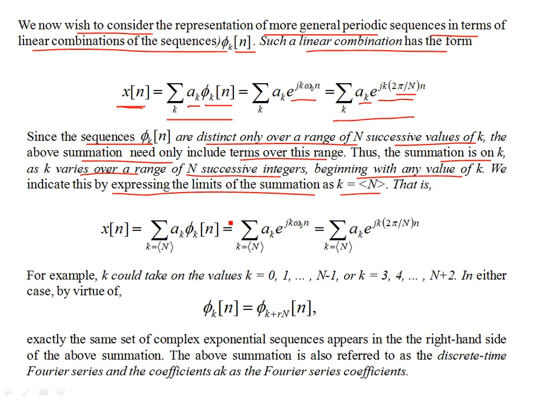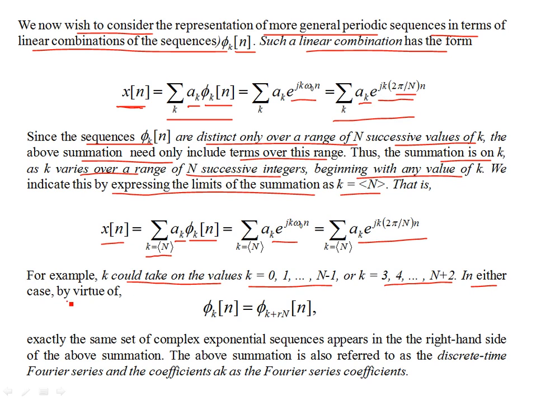So x of n is being represented by capital N successive indices for which the complex exponentials are periodic. The a k are again the strengths. If you expand this, you have the same expression in terms of the complex exponential sequences. This is the discrete time Fourier series. For example, k could take the values 0, 1 up until N minus 1, or if it starts with 3, then you know that N plus 3 will be the same as 3, so the capital N successive values have to end at N plus 2.